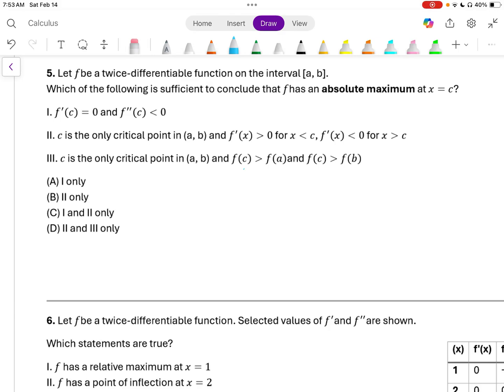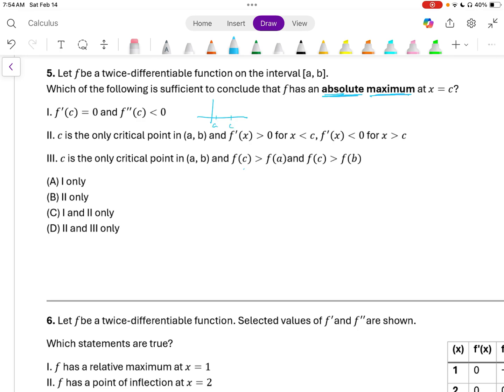All right, number 5, let f be a twice differentiable function. So this means it's going to be continuous on the interval a to b, which the following is sufficient to conclude that f is an absolute maximum at x equals c. So we're looking for absolute maximum. So number 1 says the derivative at c is 0. So we know that means there's a horizontal tangent at c.